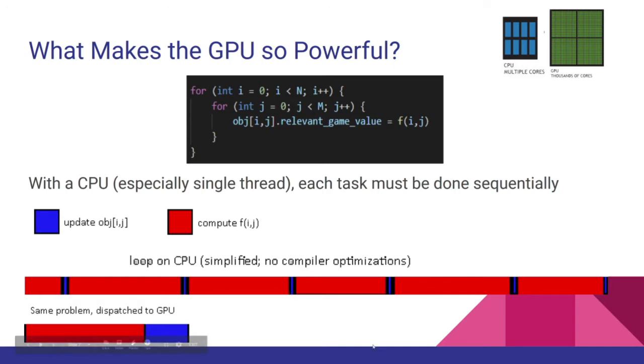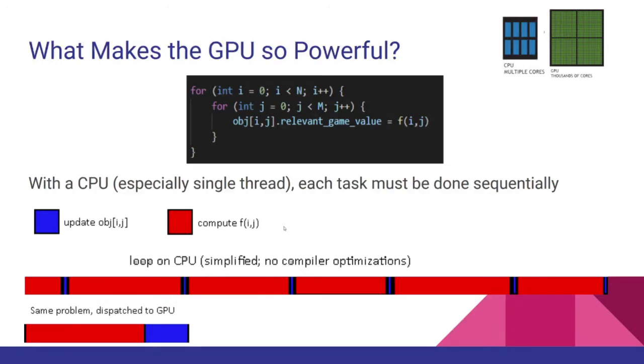Next, next, next. And this is a slight oversimplification of how it would work on the CPU, because most compilers will unroll it, making minor optimizations, but it's mostly going to look like this.